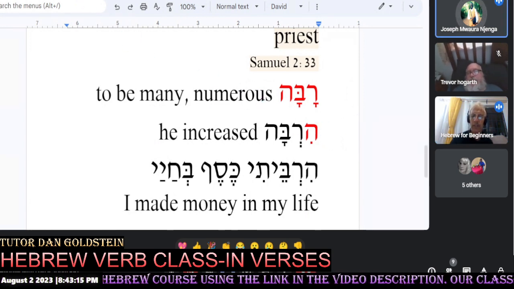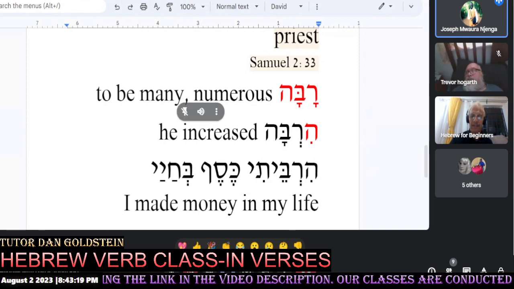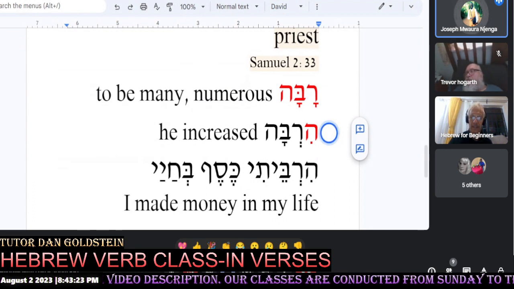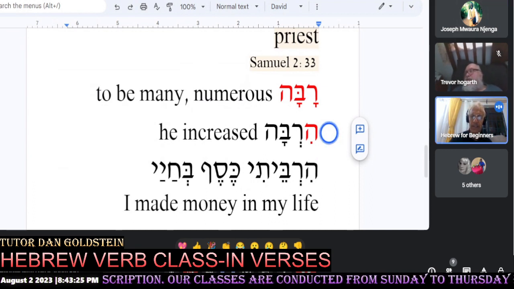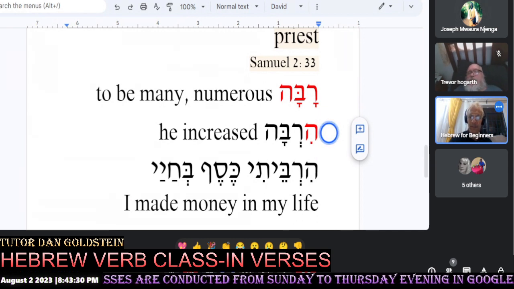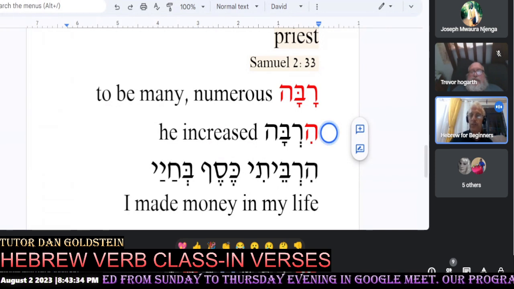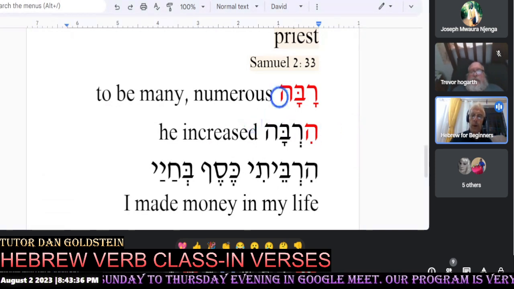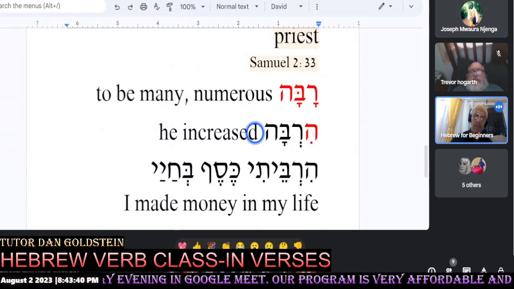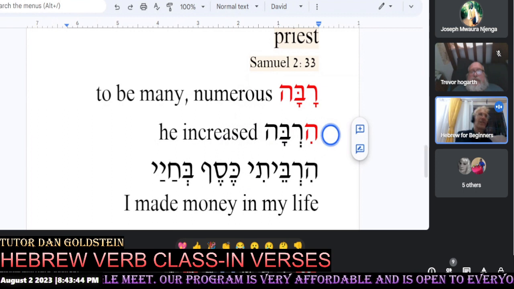I think Rabah. Of Rabah, yeah. The hifil of Rabah is hirba. Very nice. And that means? He increased. Right. So this one is a little more straightforward in terms of the idea of Rabah, to be numerous, and the idea of hirba, he increased. So in other words, we caused to be numerous.